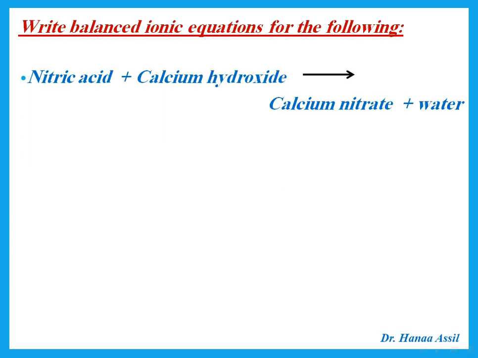So if it says write balanced ionic equations for the following reactions, let's take a look at what we're going to write. So for example, we have nitric acid plus calcium hydroxide to give calcium nitrate plus what? First of all, you need to write the basic symbol equation and balance it. How do we write nitric acid? You should remember that acids start with H. Nitric acid is the acid that has nitrate. The valency of hydrogen is 1, nitrate is 1, so nitric acid is HNO3.